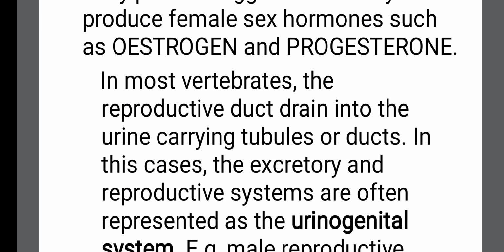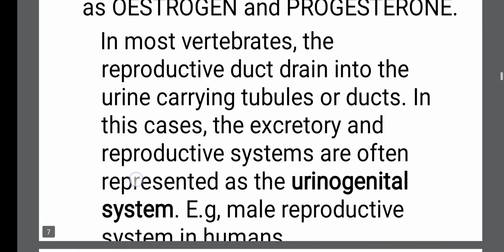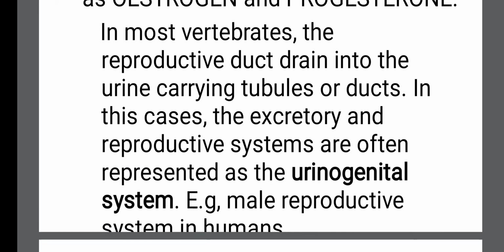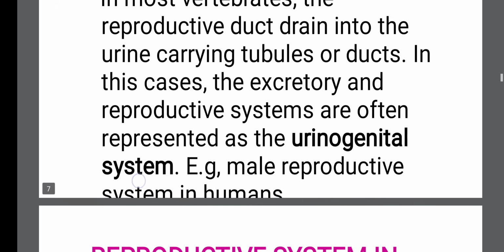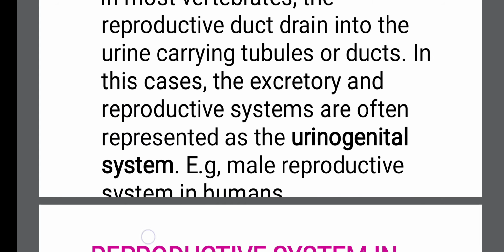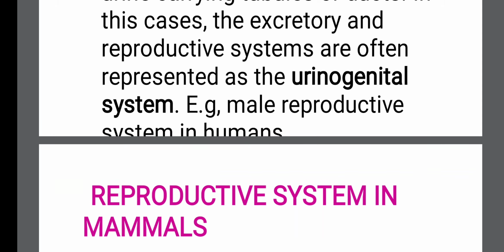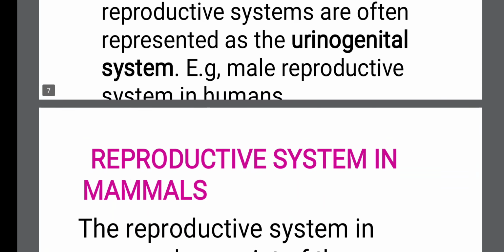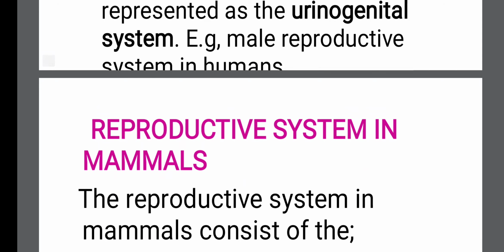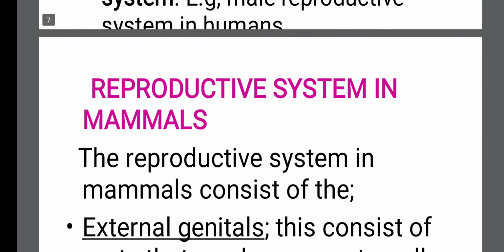It's very, very important. In most vertebrates, the reproductive ducts drain into the urine carrying tubules or ducts. In these cases, the excretory and reproductive system are often represented as the urinogenital system. Example is the male reproductive system in humans. So we'll still talk about that.